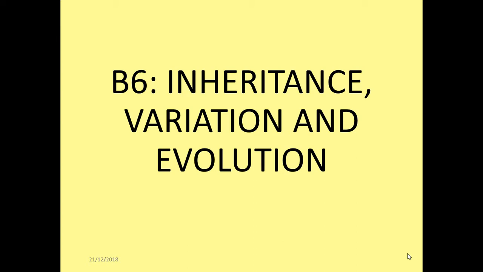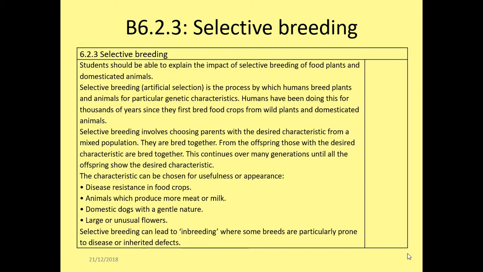This is a B6 video from the topic Inheritance, Variation and Evolution, and this time we're looking at selective breeding. Okay, so we've looked at natural selection where we don't intervene, we don't get involved. Selective breeding can also be described as artificial selection, where we're intervening to get the features that we want.